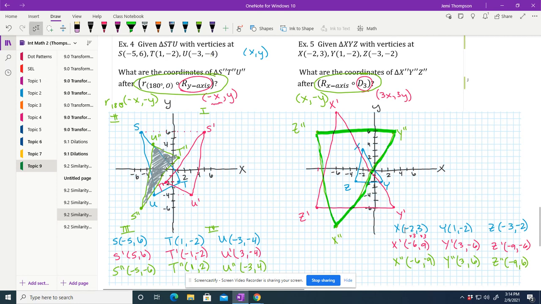Very cool. All right, so that wraps up 9.2. It's not a lot of new concepts. It's just kind of blending and bringing a lot of things together. It does introduce the whole idea of a composition of functions, a composition of transformations. But really the work is just performing transformations in the right order.